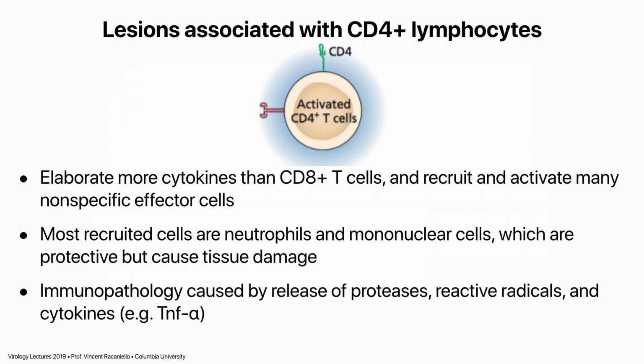Remember, these are helper cells that can make Th1 or Th2 cytokines. So they make a lot of cytokines, which can recruit what we call non-specific effector cells. And these include neutrophils and mononuclear cells that can cause cell damage on their own. So the CD4 Th cells are making cytokines. They're recruiting cells that cause damage in the area. And these cells release proteases, reactive radicals, cytokines themselves, the neutrophils, the mononuclear cells, and they cause cell damage. So let me show an example of that.